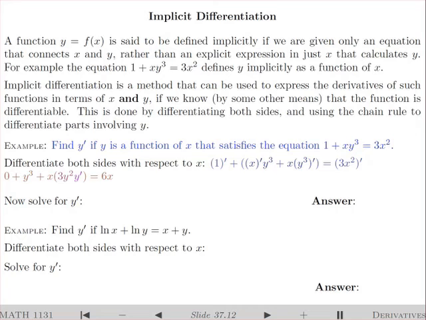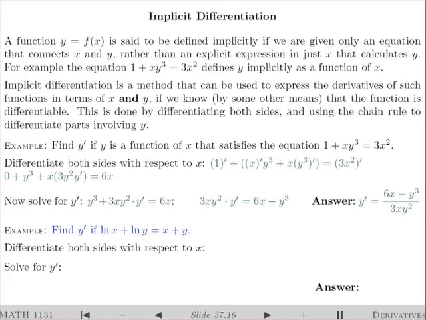Now I solve this equation for y prime. So subtract y cubed from both sides, divide by the coefficient of y prime. The term 3xy squared y prime is 3xy squared times y prime. If I divide by 3xy squared, I get y prime.